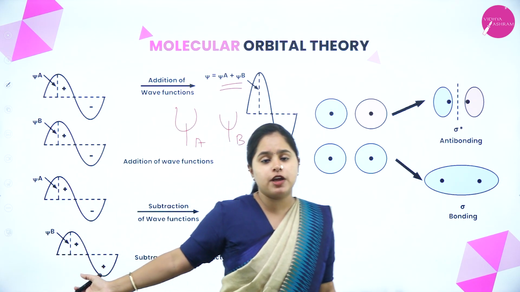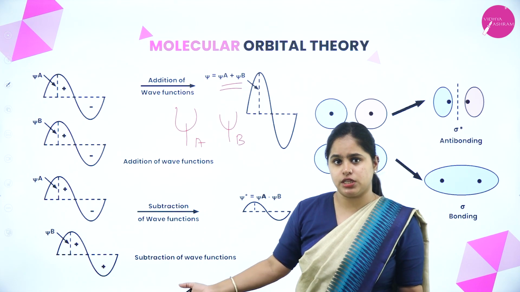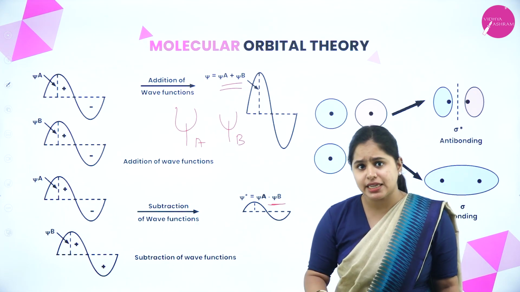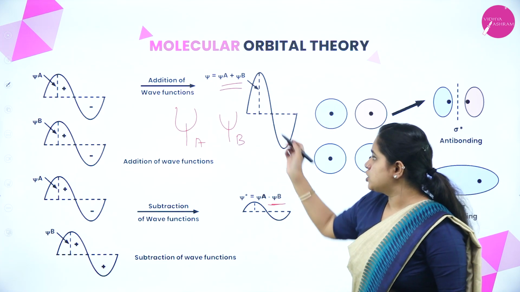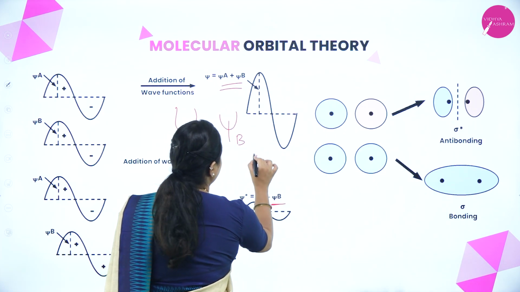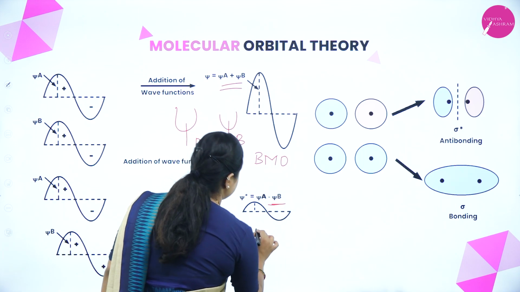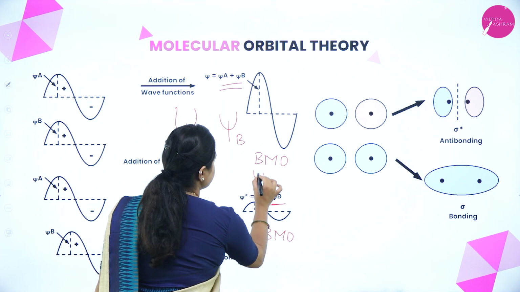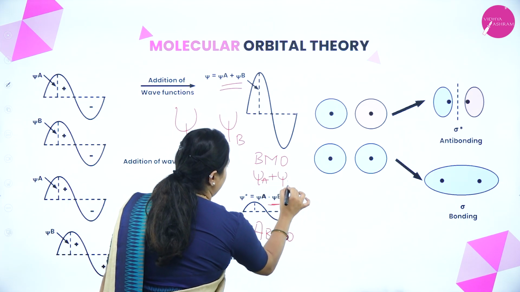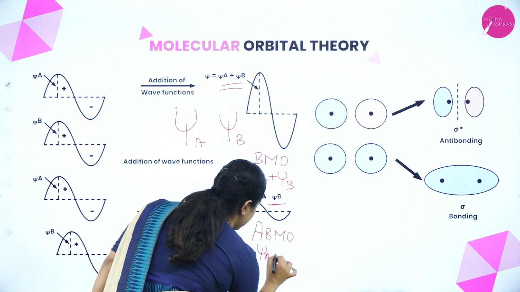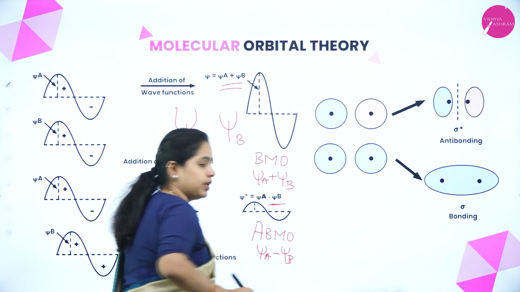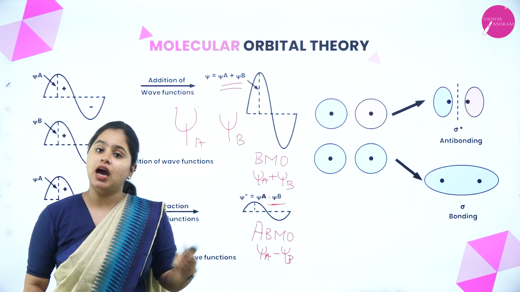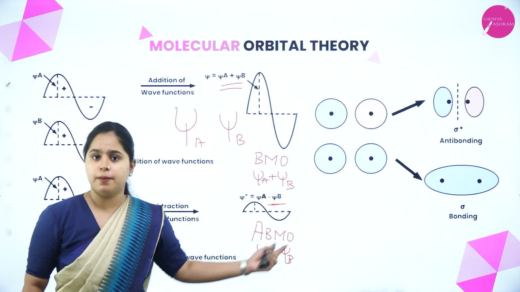In the same way, if the waves are subtracted from each other, we get psi A minus psi B, which is the anti-bonding molecular orbital. This one which is formed is the bonding molecular orbital, and this is the anti-bonding molecular orbital. This corresponds to psi A plus psi B, and this corresponds to psi A minus psi B. I hope it is clear. The psi A and psi B represent the different atomic orbitals of atoms A and B.